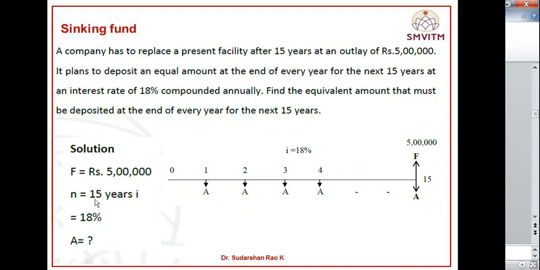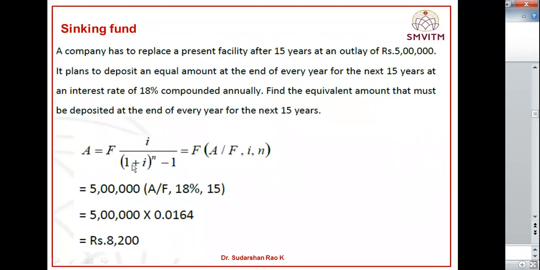F is 5 lakh, N is 15 and I is 18%. Here A equals F into I divided by (1 plus I) to the n minus 1, that is, F into the factor A by F, I, N. F gets cancelled, therefore we will get A. This factor value is 0.0164. Therefore, if we deposit 8,200 rupees every year, then he can get rupees 5 lakh at the end of 15 years at 18% interest rate.